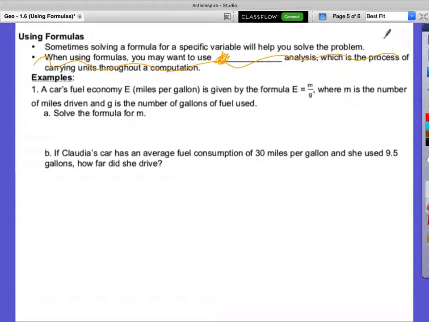So miles per gallon tells us we're dividing. Miles per gallon means miles divided by gallon, which is what this is. So we're trying to solve the formula for M. We're trying to figure out how many miles we drove. So we take the formula, E is equal to M over G, or divided by G. I want you individually right now to solve for M. That's what letter A asks, solve the formula for M. So go ahead and do that real quick. You do not need to raise your hand. I just need you to solve for M.